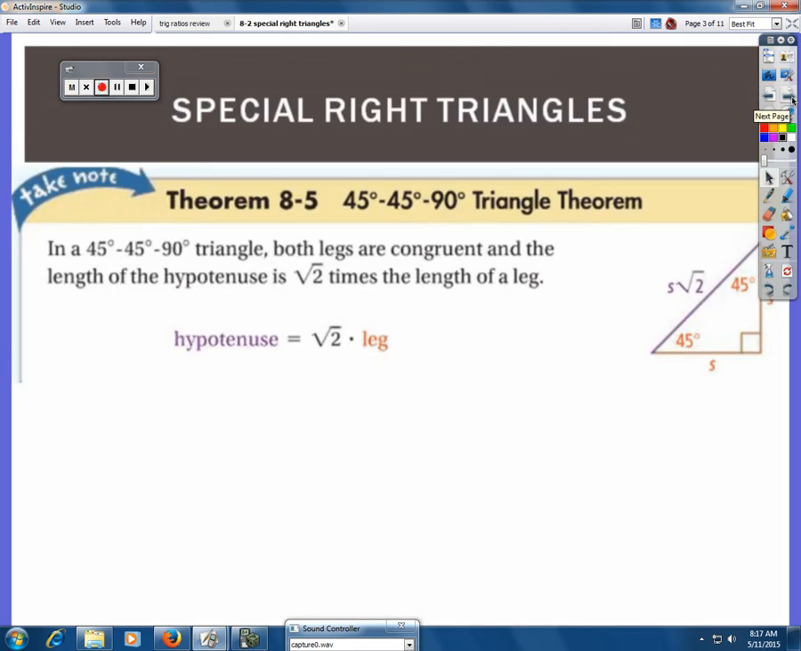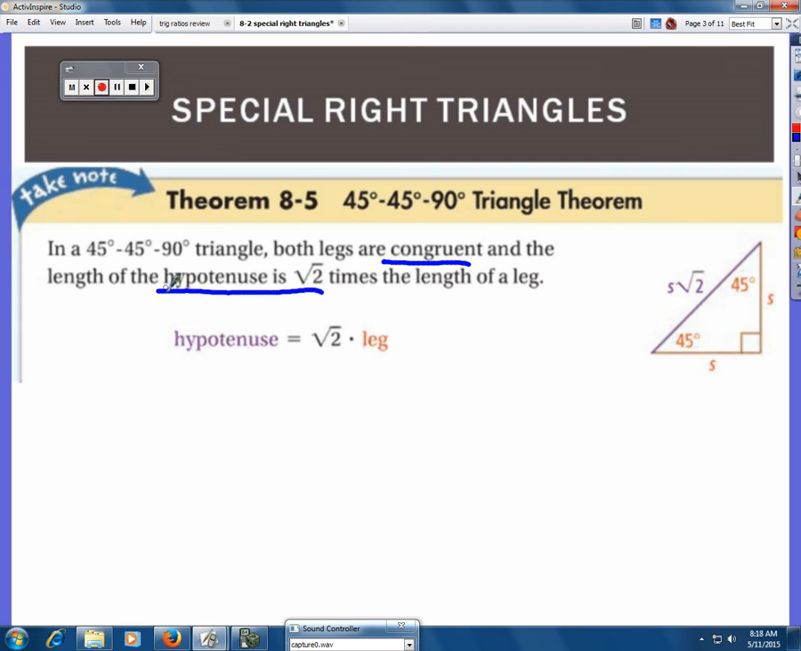In a 45-45-90 triangle, this is a right triangle that is an isosceles right triangle. It has two 45-degree angles. Both legs are congruent. Okay, that makes sense since it's isosceles. And the length of the hypotenuse is the square root of 2 times the length of a leg. This is the formula that was just described.